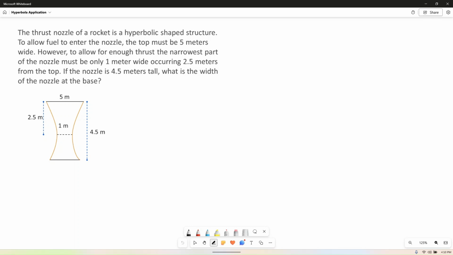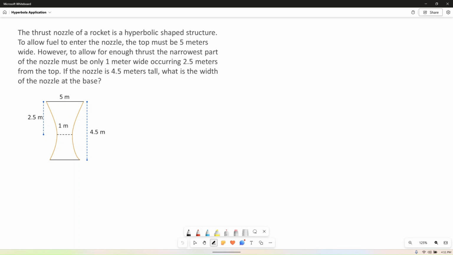The distance between the endpoints of the hyperbolas at the top is 5 meters. That's the width of the top of this hyperbolic shape. The narrowest distance, the closest that these two hyperbolas ever get, is 1 meter apart. And that 1 meter narrowest distance is 2.5 meters below the top. I also know the whole shape is 4.5 meters tall.